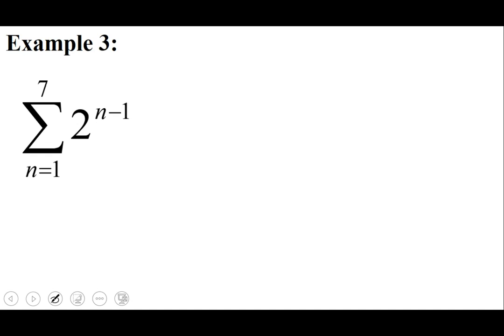So let's say you're being asked to add the sum from 1 to 7 of 2 to the n minus 1. The first thing you're going to notice here is that you are finding the sum of 7 terms. So you're going to go ahead and start by finding the first term, which is what you get when you plug 1 in for n. That's going to give you 2 to the 0. Anything to the 0 is 1.